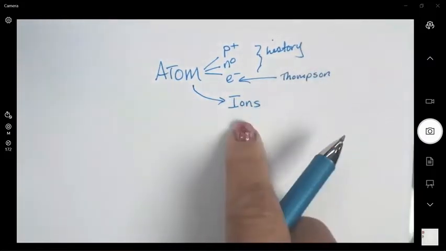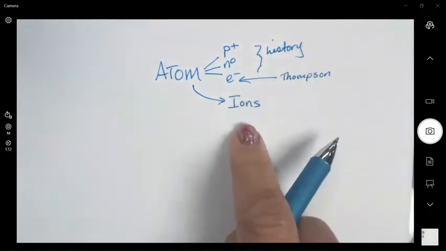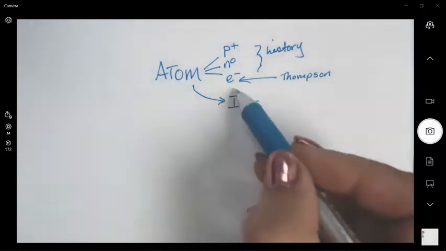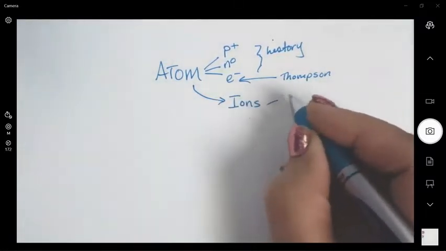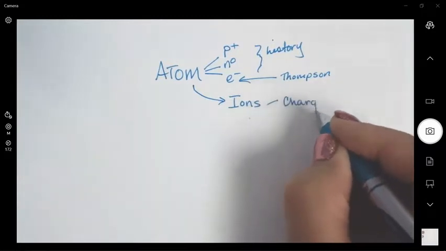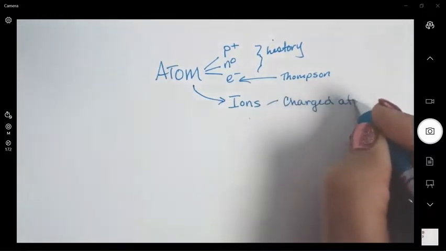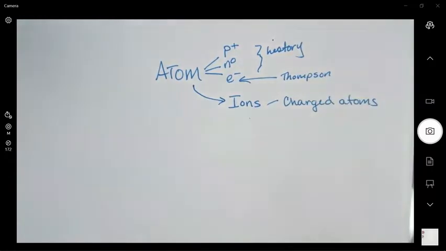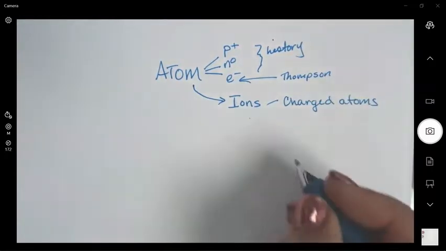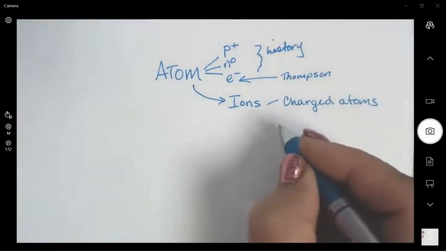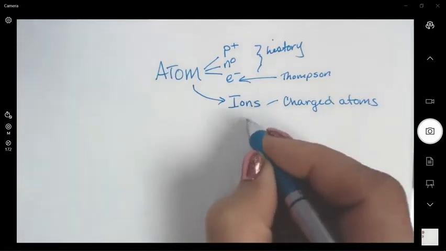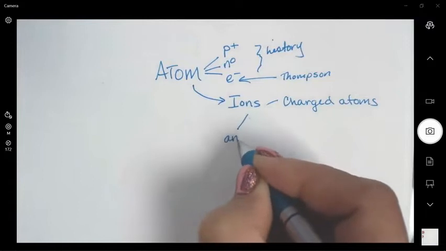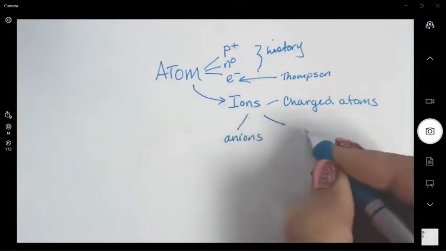Thompson discovered the electron. So what do ions have to do with electrons? Ions are charged atoms, right? And they can be two different types. Do you remember the two different types? Yeah. Anions or cations.